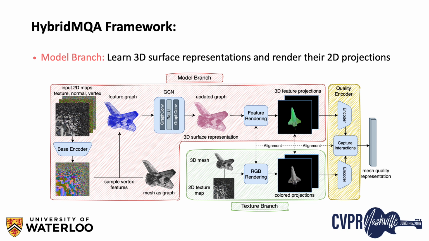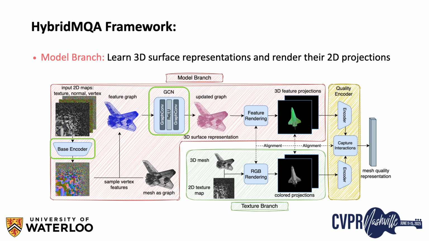In the model branch, 2D normal, vertex, and texture maps are first processed by a base encoder, which is a shallow CNN, to extract initial quality-aware representations. These representations capture the mesh's 3D shape and surface characteristics. Next, we build what we call the feature graph by sampling vertex features from the output maps of the base encoder. This graph is then processed by a GCN, which learns richer 3D surface representations.